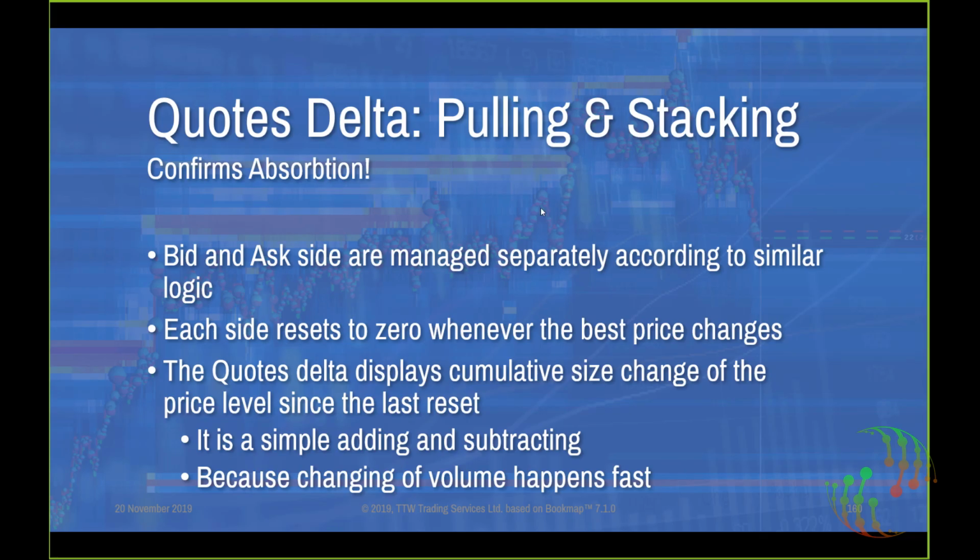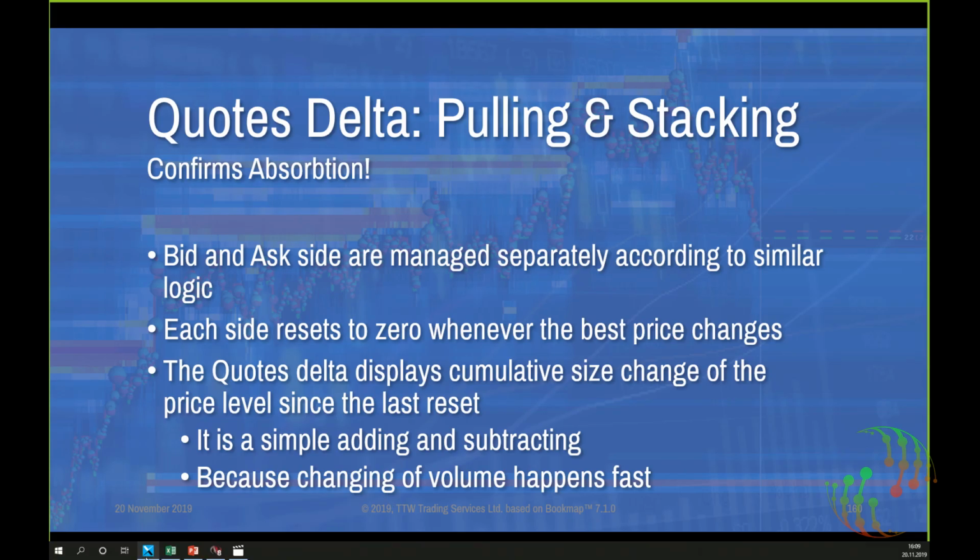Pulling and stacking confirms observation, or it confirms that something great is happening, and confirms also the direction. Bid and ask side are managed separately according to similar logic. Each side resets to 0 whenever the best price changes. The quotes delta displays the cumulative size change of the price level since the last reset. It is a simple adding and subtracting mechanism because the changing of volume happens fast.